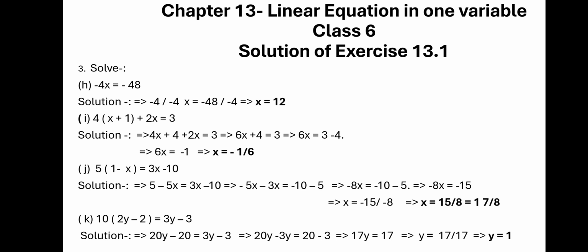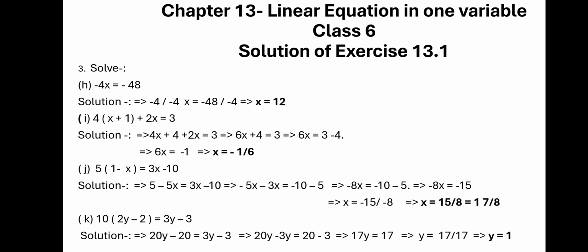J question. 5 into bracket 1 minus x is equal to 3x minus 10. Now solution of this implies 5, we are now opening the bracket. So 5 into 1 is 5. 5 into negative x is negative 5x equal to 3x minus 10. Now we will bring all the constants on one side, that is on the left hand side, and that will give you negative 5x minus 3x equal to negative 10 minus negative 5.